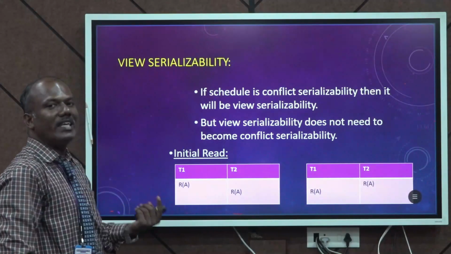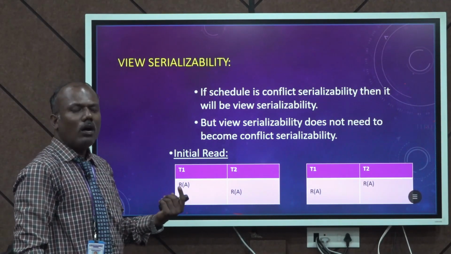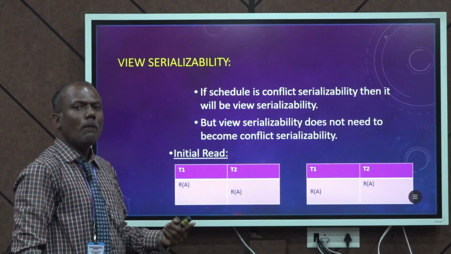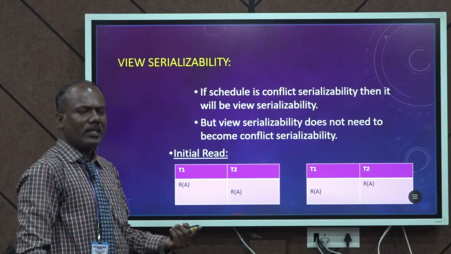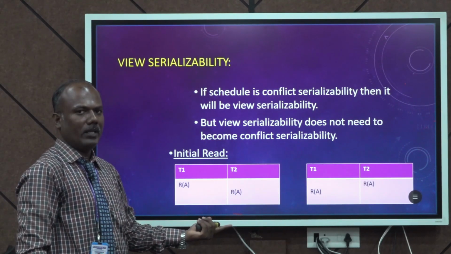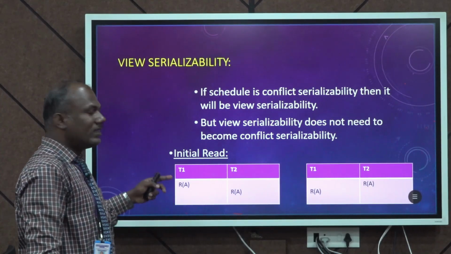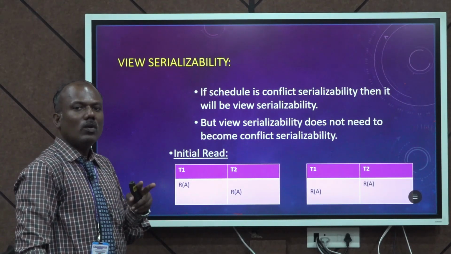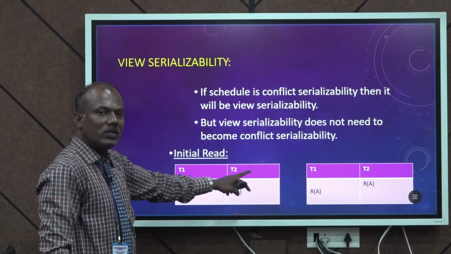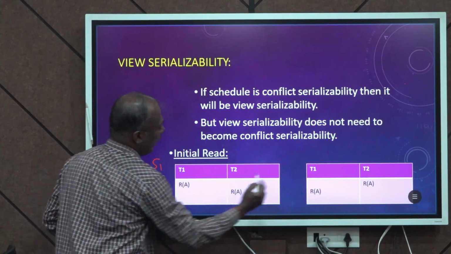Next one is view serializability. All conflict serializable schedules are view serializable, but a view serializable schedule does not need to be conflict serializable. Here we have to consider three conditions. The first one is initial read. Here the two schedules are mentioned, S1 and S2.